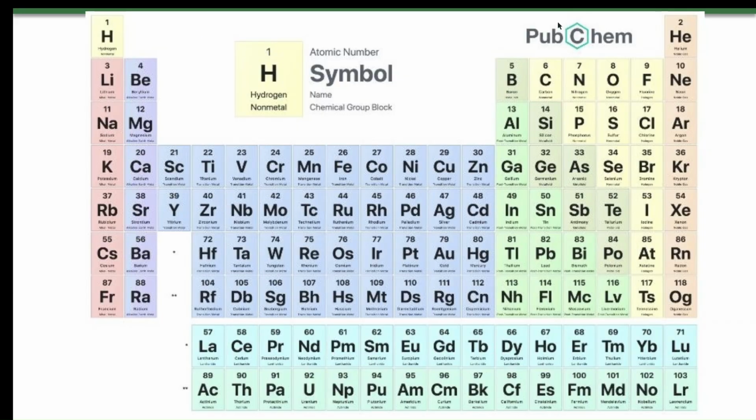So hydrogen has 1 proton. Helium over here in the top right corner has 2. And then we go to the next row. Lithium has 3 protons. Beryllium has 4. So on and so forth. And that's really going to be a characteristic of what kind of element you're going to have, the properties it's going to have, things like that.